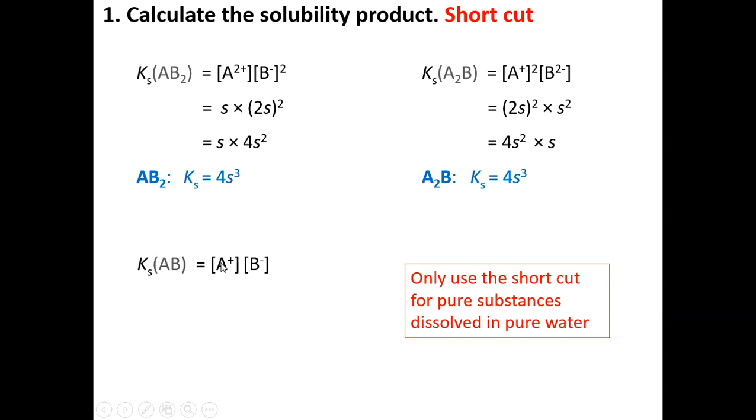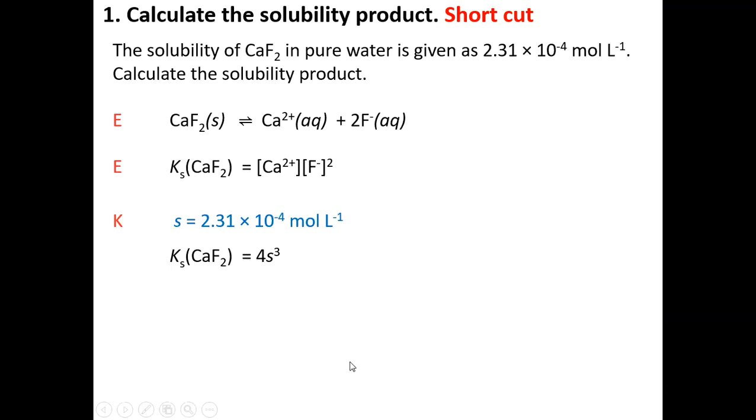For an AB salt, it's a lot simpler. It's S times S, and so it's simply S squared. But please note this is only for pure substances dissolved in pure water. So it's always from a single source and not 2 different sources. And there's my little shortcut. You will be given those shortcut values in the exam.